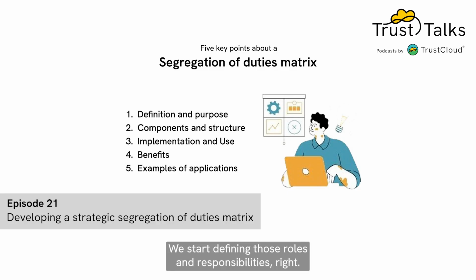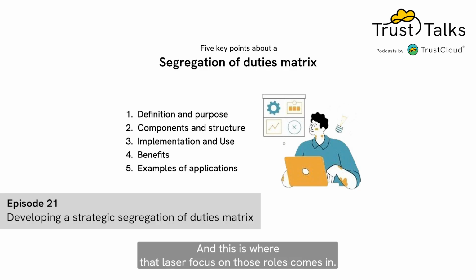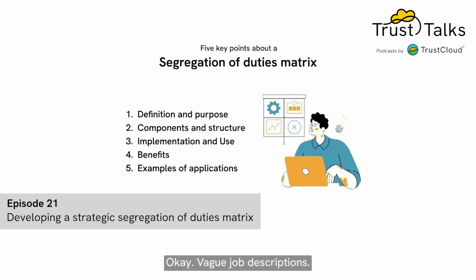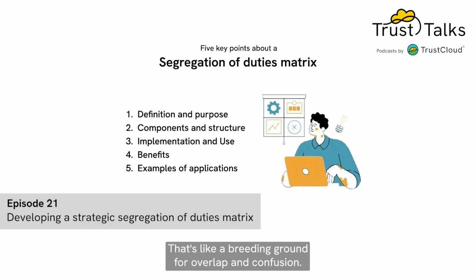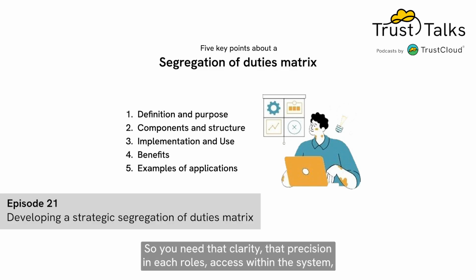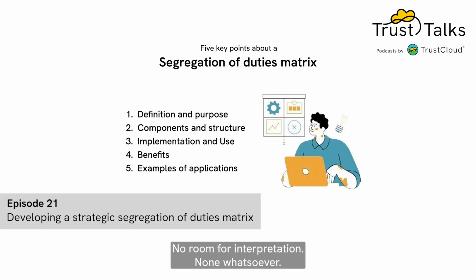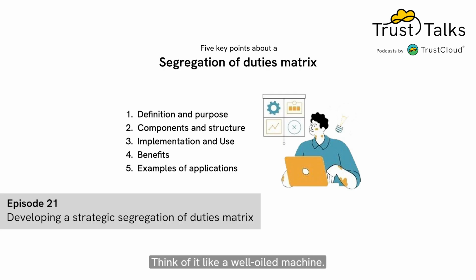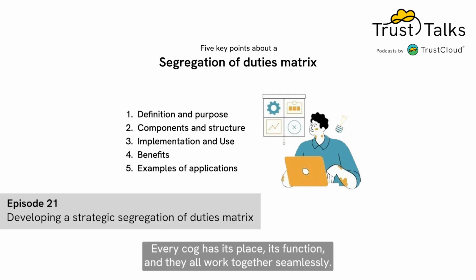We start defining those roles and responsibilities, right? You got it. Making sure it's crystal clear who's in charge of what. Exactly. And this is where that laser focus on those roles comes in. Vague job descriptions are like a breeding ground for overlap and confusion. Right, which defeats the whole purpose. Exactly. So you need that clarity, that precision in each role's access within the system, what they can see, what they can change, what they can approve. No room for interpretation. None whatsoever. Think of it like a well-oiled machine. Every cog has its place, its function. Right. And they all work together seamlessly.